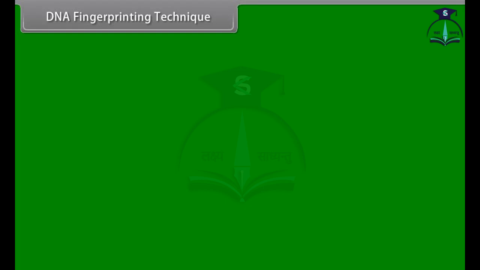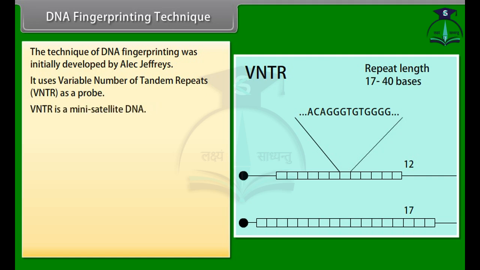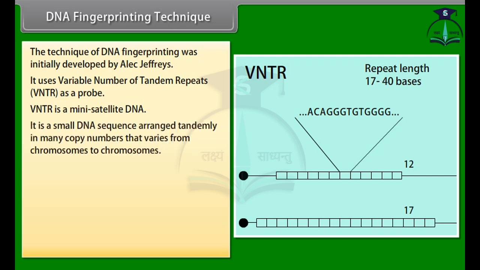DNA fingerprinting technique. The technique of DNA fingerprinting was initially developed by Alec Jeffreys. It uses variable number of tandem repeats, VNTR, as a probe. VNTR is a mini-satellite DNA.